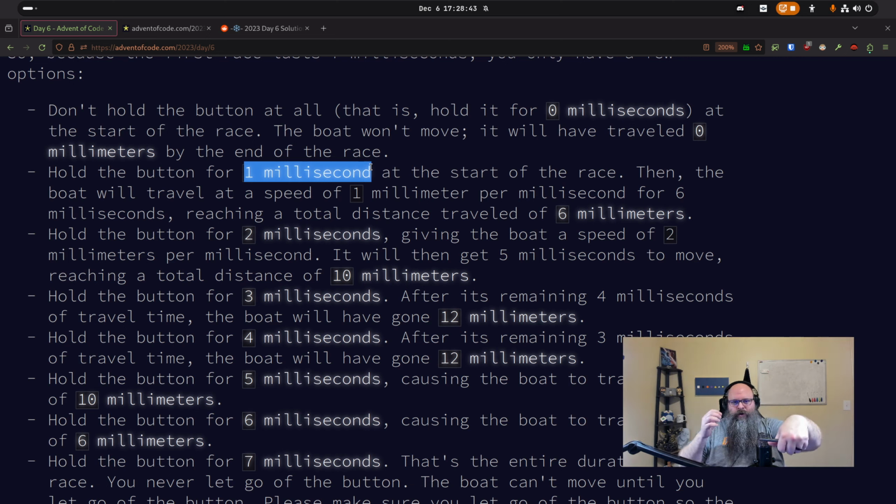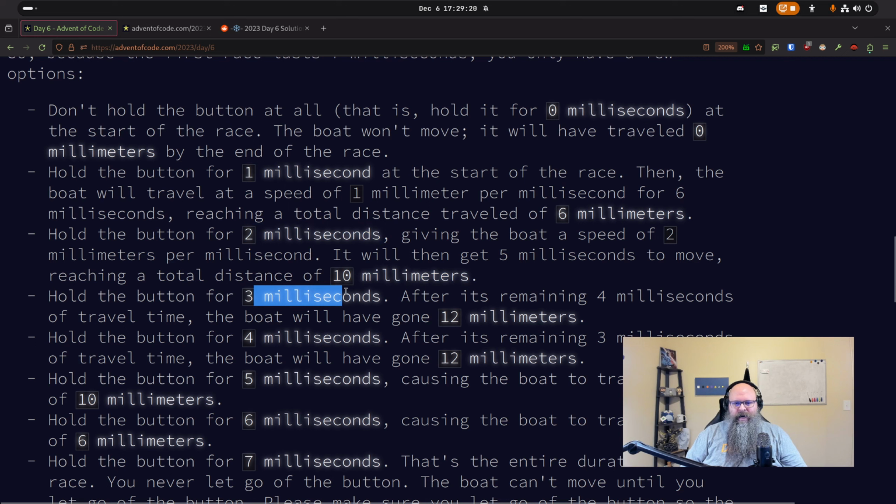So it's just how long do you hold it at the beginning, and then the rest of it is how fast it goes with the rest of the duration. So just to go through a couple more, if you hold down the button for 2 milliseconds, that's the first 2 milliseconds of the race. You now have 5 milliseconds left in the 7-millisecond race, but you're now going at 2 millimeters per millisecond for 5 milliseconds, which gives you 10. The next one, if you hold it down for 3, 4 times 3 is 12, and if you hold it down for 5, that gives you 10. And the question they're asking is how many of these beat the 9?